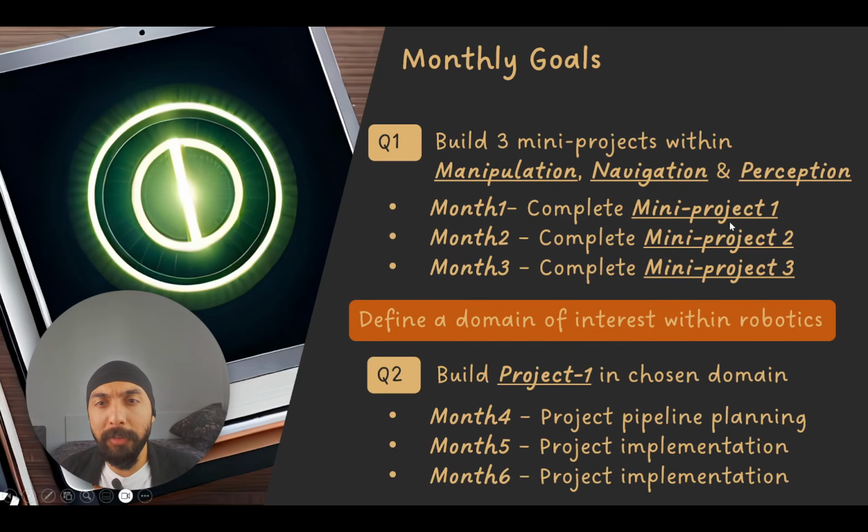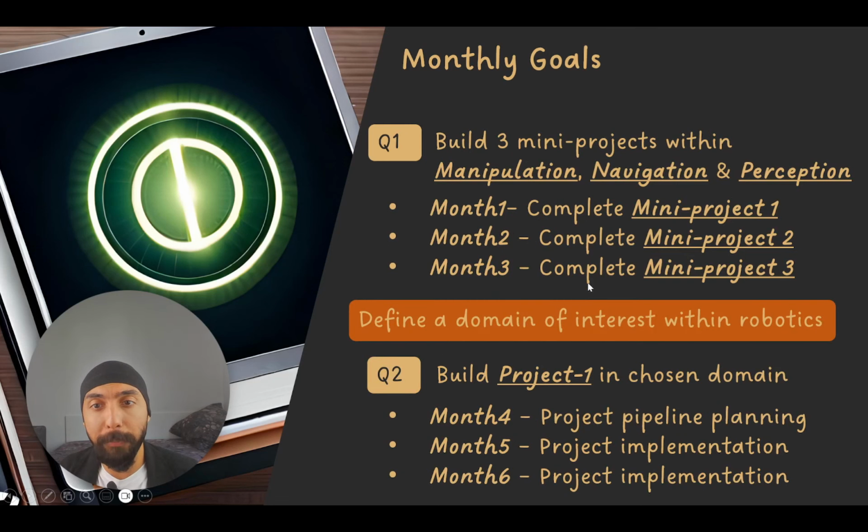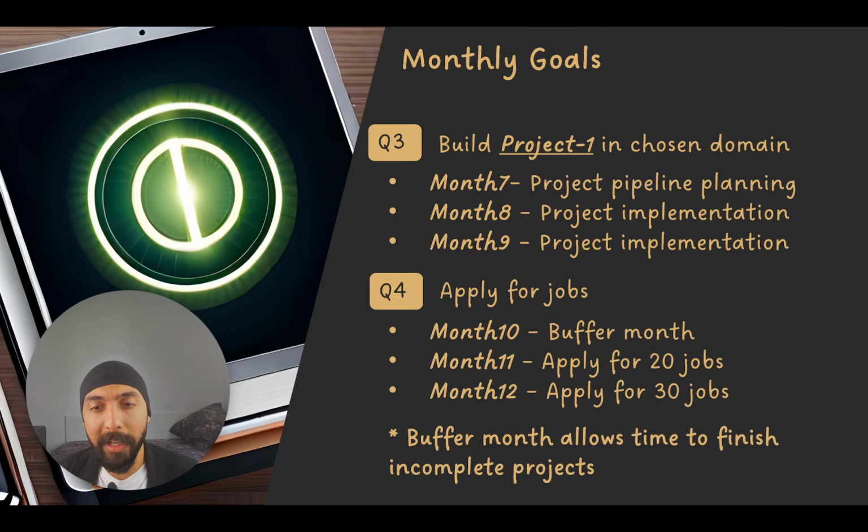Build 3 mini projects within these, complete 1 mini project within a month, the next one the next month, the next one in month number 3, and then build project 1 in the chosen domain. So then you have to really define your niche and take up a project in that niche, and after that you have to take another project essentially, and then apply for jobs. So this is what the plan overall looks like.